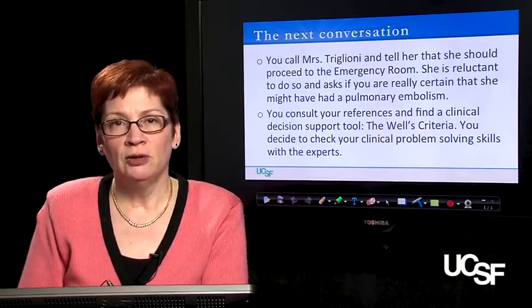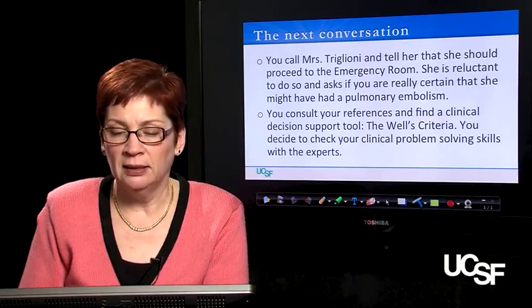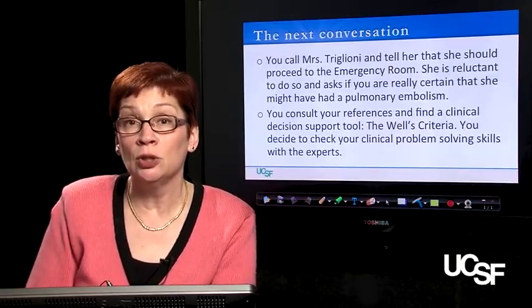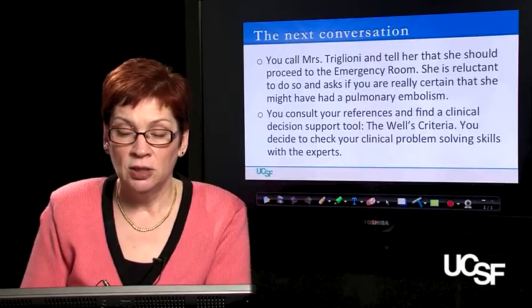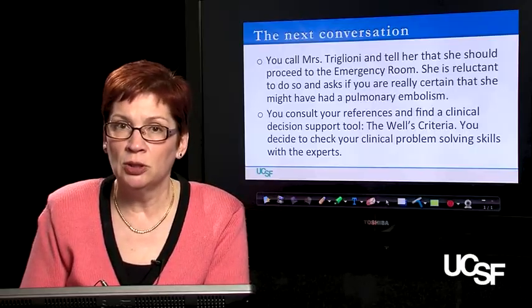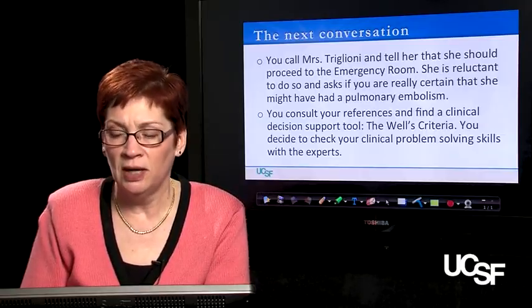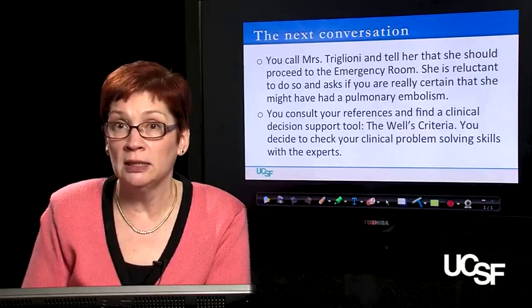So the next conversation you have is you call Mrs. Trigliani back after thinking and tell her you really think she should go to the emergency room because you're concerned she could have had a pulmonary embolus. She's pretty reluctant to do so because it's such a chore to get back to the emergency room, and asks you how certain you are that she might have had a pulmonary embolus. Is this something you really need to be concerned about?